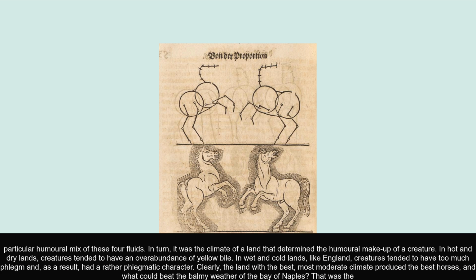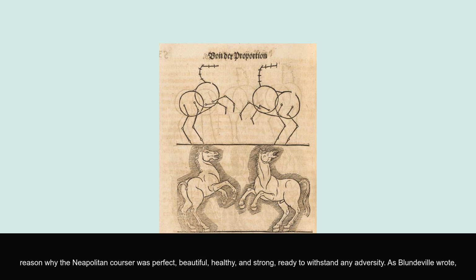In wet and cold lands, like England, creatures tended to have too much phlegm and, as a result, had a rather phlegmatic character. Clearly, the land with the best, most moderate climate produced the best horses, and what could beat the balmy weather of the Bay of Naples? That was the reason why the Neapolitan courser was perfect, beautiful, healthy, and strong, ready to withstand any adversity.